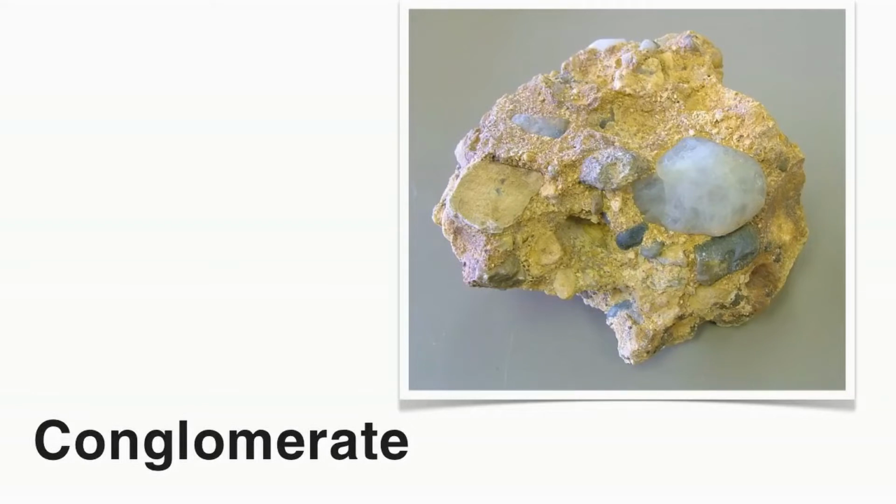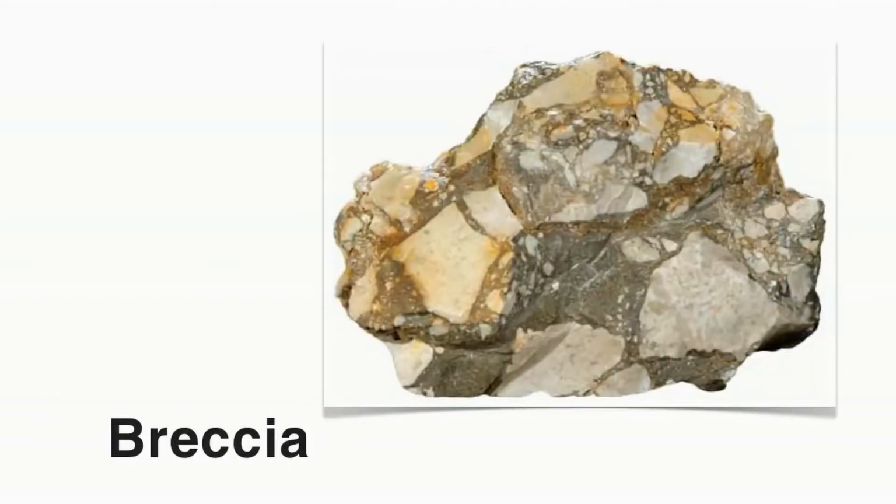Very similar to a conglomerate is a breccia. Breccia, too, is made of all different sized sediments compacted and cemented together. The difference being the sediments in a breccia are not rounded. They are more angular, pointy, or jagged.